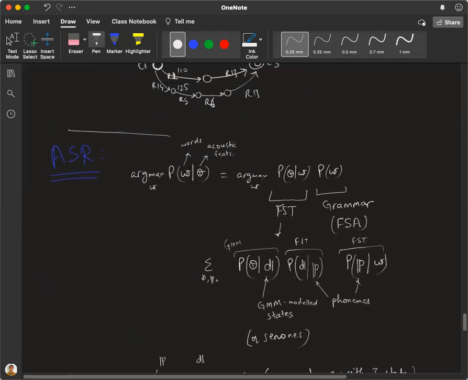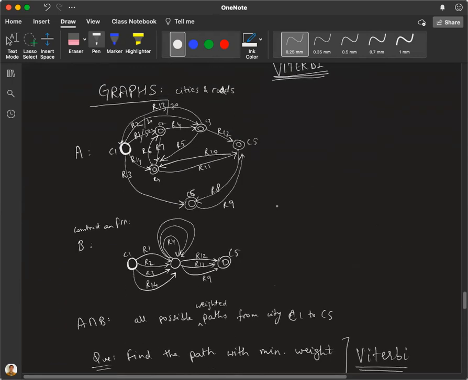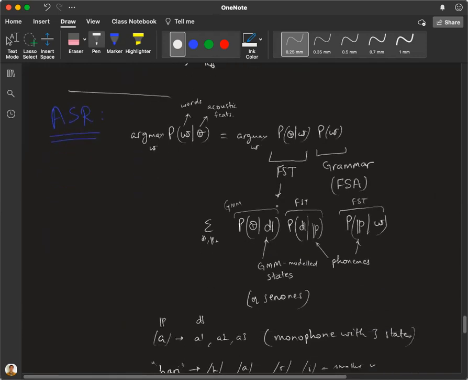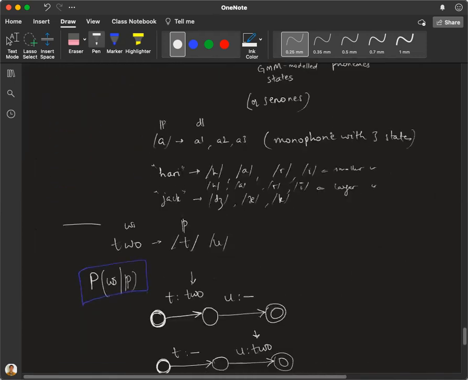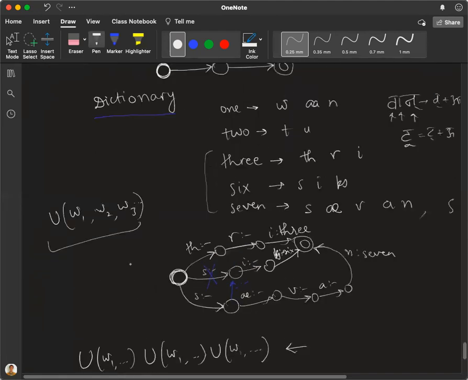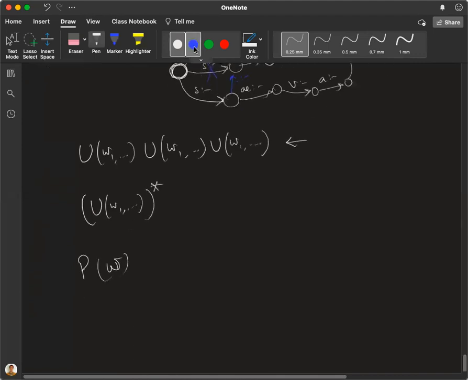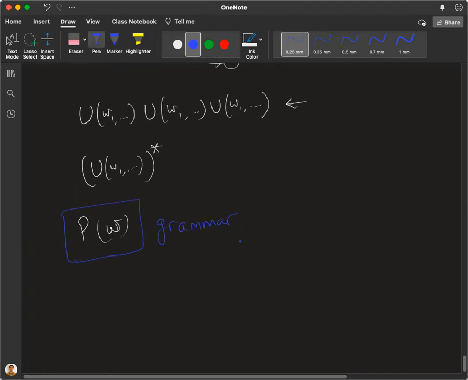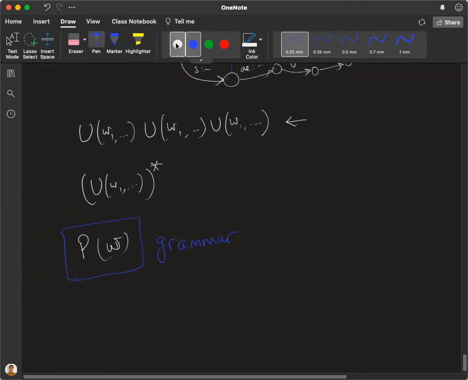I think here we missed P of W. Did we cover P of W? No. This term P of W. How do we model P of W? P of W is simply what do I do? This is called the grammar. What does that mean? It tells you the sequence of words possible.